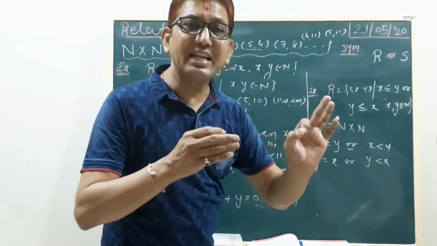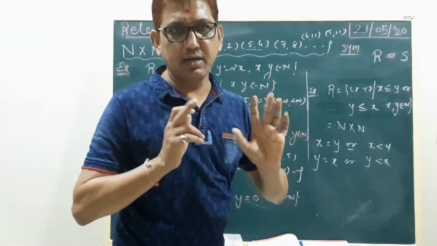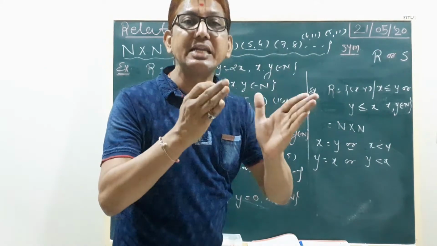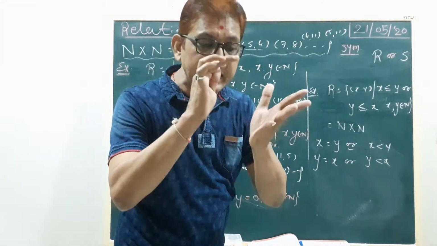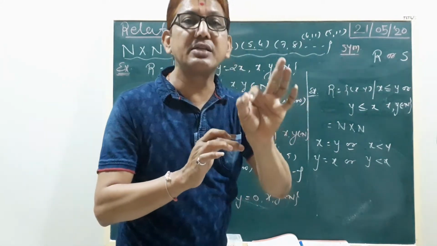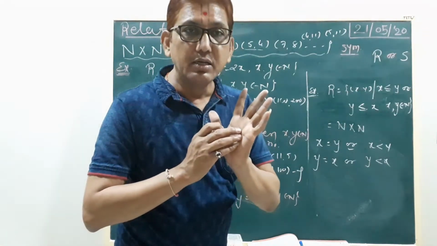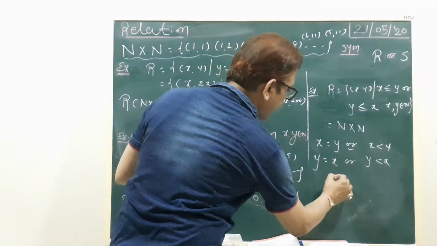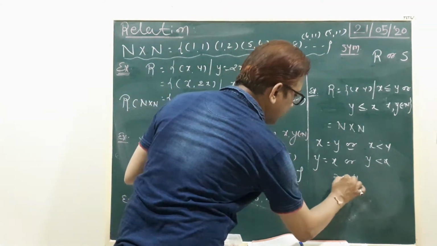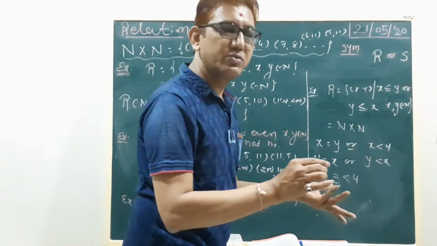Now compare any two numbers in a relation, any one relation of the possible. Right? Suppose we compare two numbers, 3 and 4. So 3 is smaller than 4, you can write also.